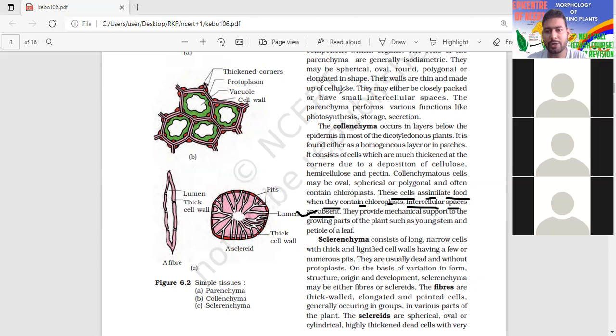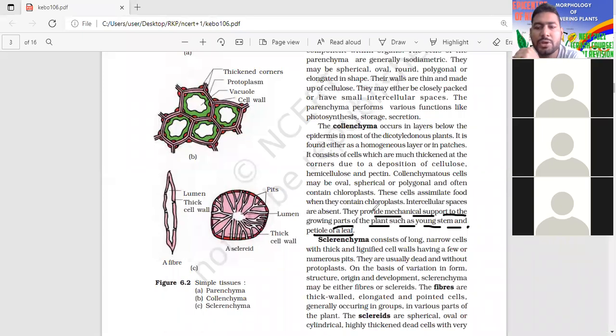Very, very important point, this is a PYQ: intercellular spaces are absent. They provide mechanical support to the growing parts of the plant, such as the young stem and petiole of a leaf. This is the overall story about the collenchyma. And in the next class, I will talk about the sclerenchyma as well as complex permanent tissue.